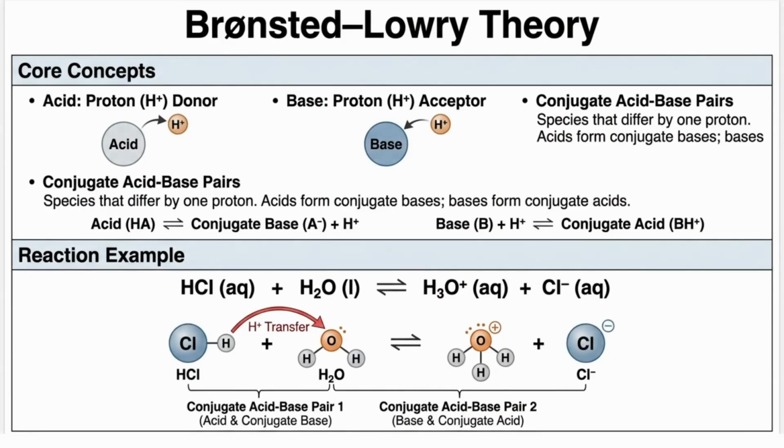According to the Brønsted-Lowry theory, an acid is a substance that donates a proton, while a base is a substance that accepts a proton. This theory emphasizes proton transfer as the fundamental process in acid-base reactions. For example, when hydrochloric acid reacts with water, it donates a proton to water, forming hydronium ion and chloride ion. Each acid-base reaction also involves conjugate pairs, which are species that differ by one proton.